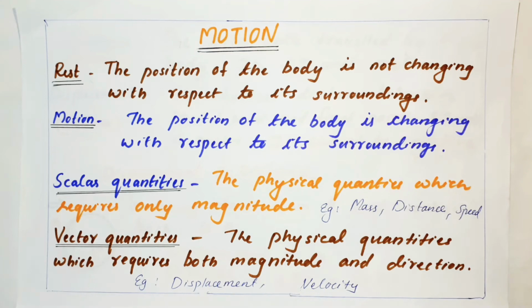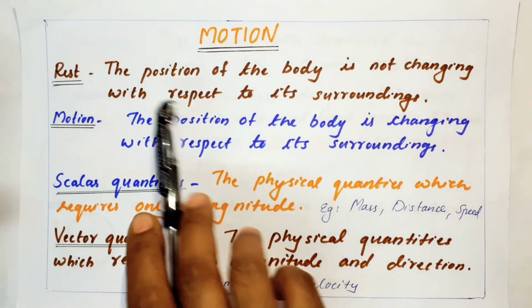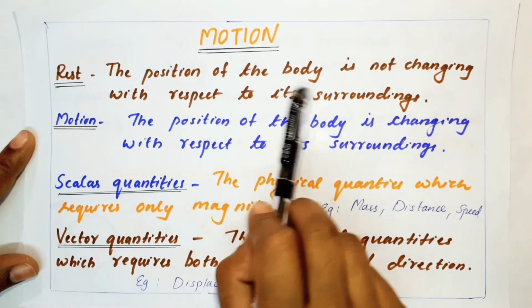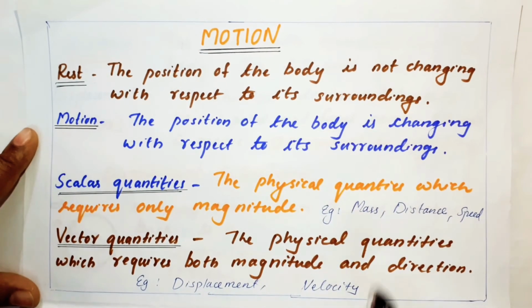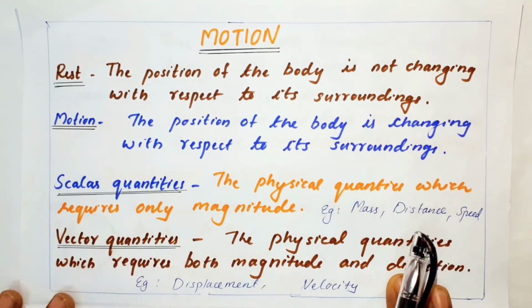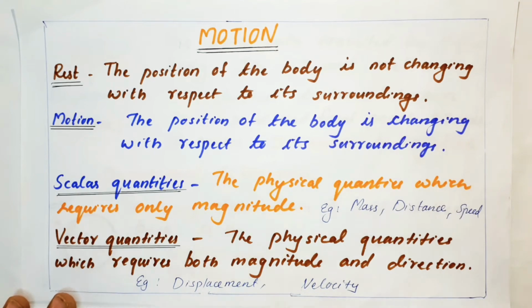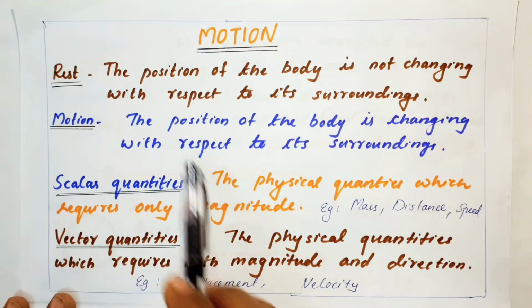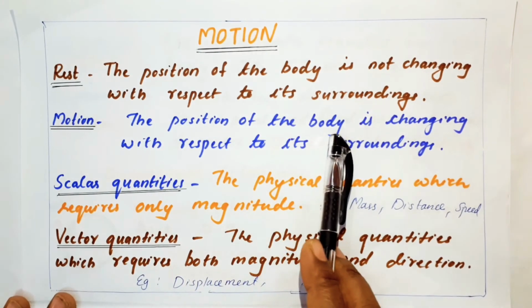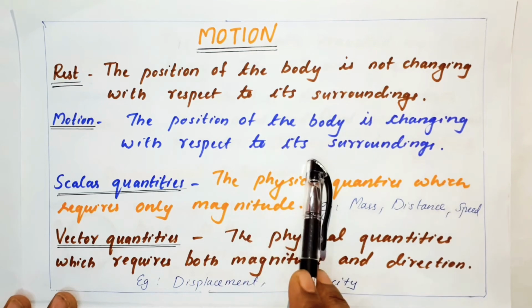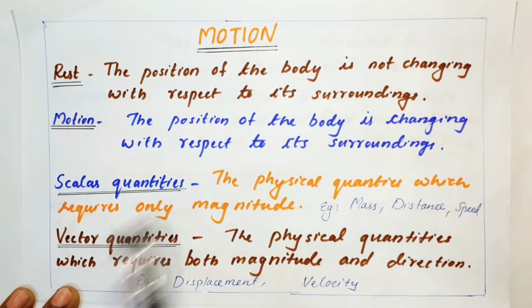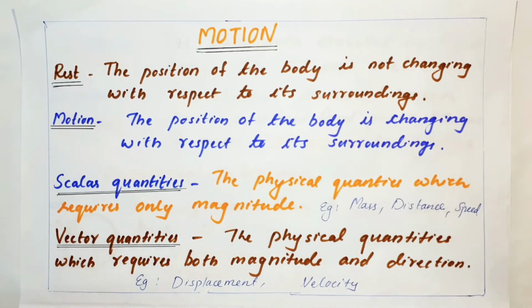Before that, we should come to a term called rest. What is rest for physics? The position of the body is not changing with respect to its surroundings is termed as rest. So if you see an object that is not changing with respect to its surroundings, we can call that as rest. But if the position of the body is changing with respect to its surroundings, we call it by the term motion. So, a body is at rest or motion, it depends on its surroundings.